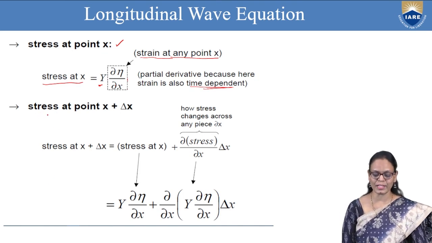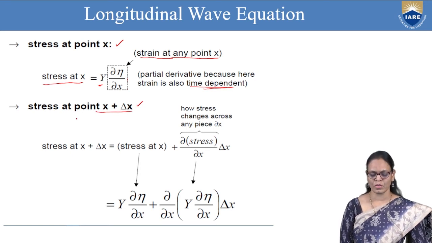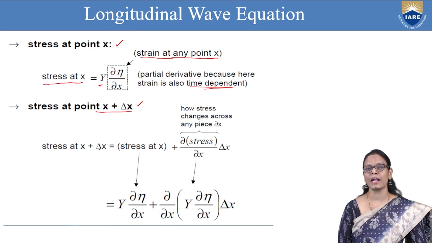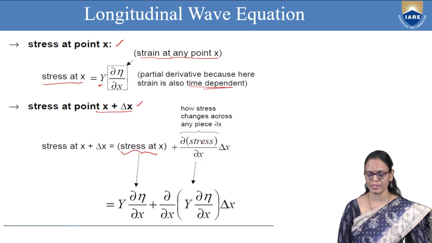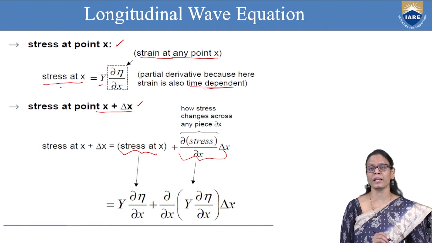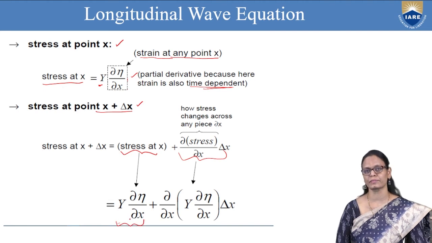Now what is the stress at the point x plus delta x? We have the stress at x plus delta x given by the stress at x plus ∂/∂x of stress into dx. So first let us write the stress at x. Stress at x we have already represented by Y ∂η/∂x. So Y ∂η/∂x here represents the stress at x.